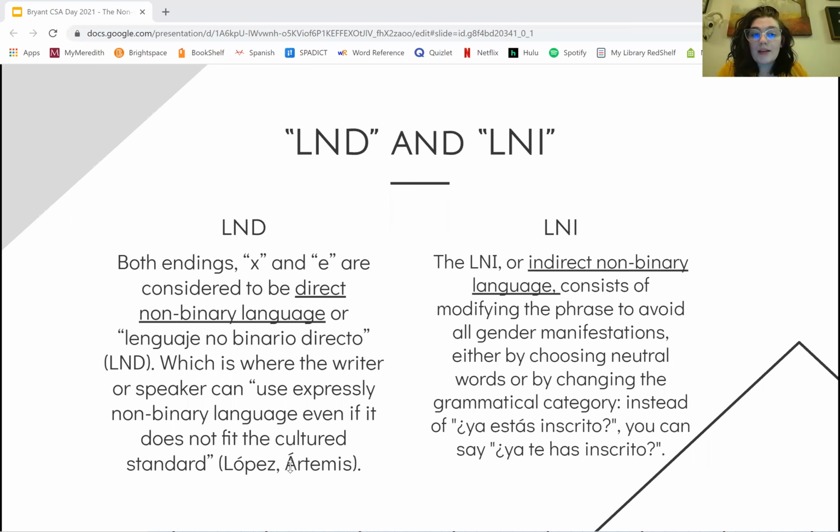So, both Latinx and Latine, or the X and the E, are considered to be direct non-binary language. This is where the writer or speaker can expressly use non-binary language, even if it doesn't fit the cultural standards. Indirect non-binary language is another thing that we can use to help environments feel more inclusive. So, in this sense, we just rephrase the sentence to take out the gender.